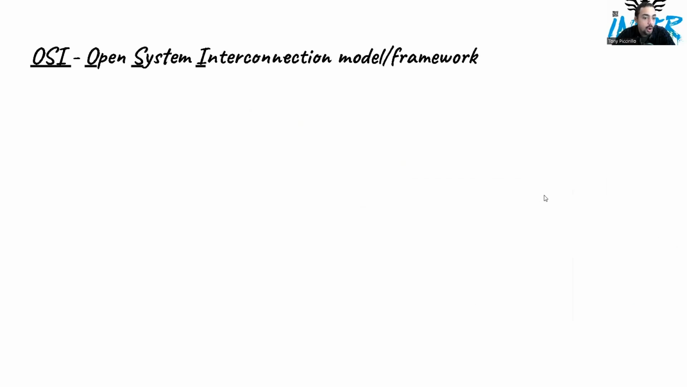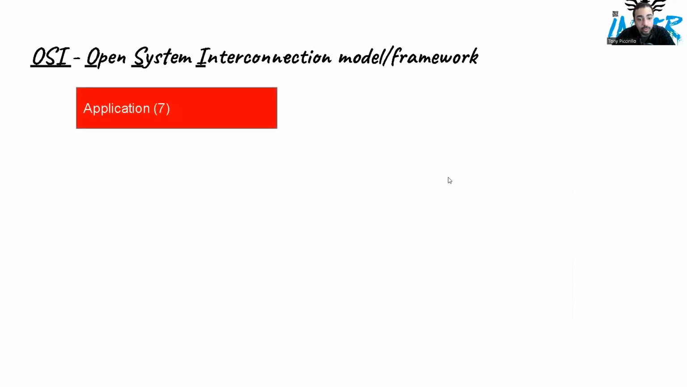Now, let's look at the OSI, or Open System Interconnection model or framework, which is used to help understand how different parts of a computer network work together. It's like a roadmap for how different parts of a computer network work together. Starting at the top, we have layer 7. We'll be counting down as we go along. So layer 7 is the application layer.